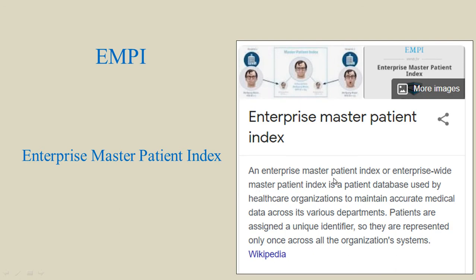EMPI, Enterprise Master Patient Index. An Enterprise Master Patient Index or Enterprise-wide Master Patient Index is a patient database used by healthcare organizations to maintain accurate medical data across its various departments. Patients are assigned a unique identifier, so they are represented only once across all organization systems.